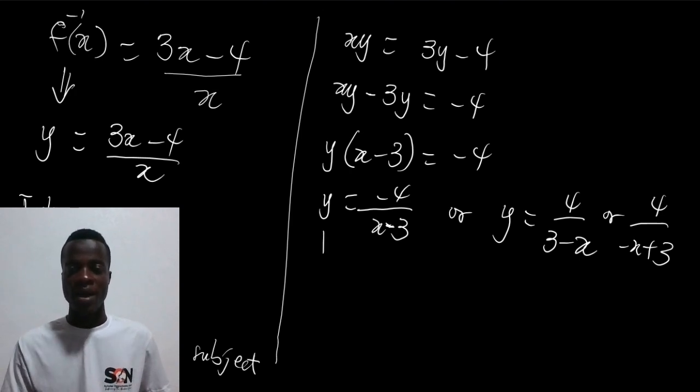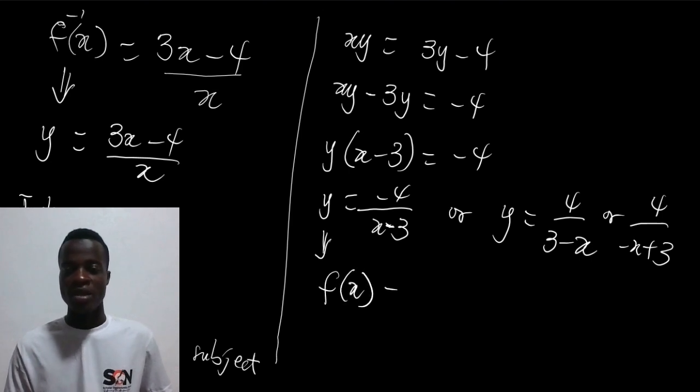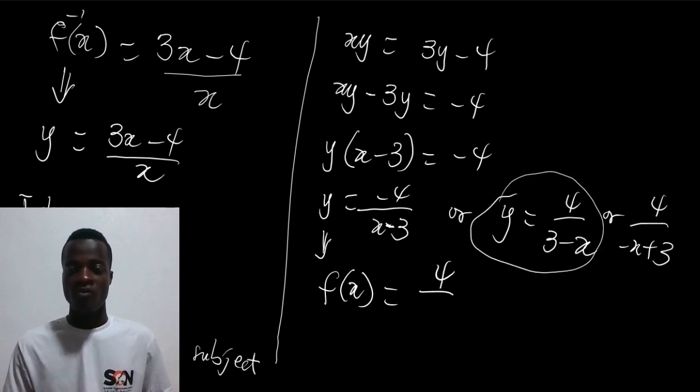So now we have to bring back our f. So here, f of x will now be equal to, I'll take the middle one. I'll take this one because this is the best form: 4 over 3 minus x. So this is the final answer for that, right?